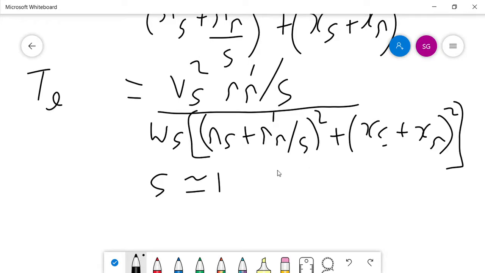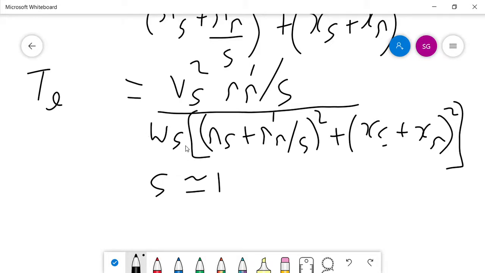you can see that this electromagnetic torque is inversely proportional to this slip. This becomes inversely proportional to the slip because this is nearly equal to 1, so this will add up and will not have a significant effect. But the slip is coming directly in the denominator. So the electromagnetic torque will be inversely proportional to slip.